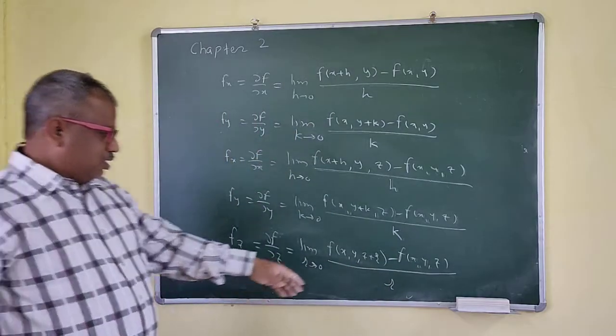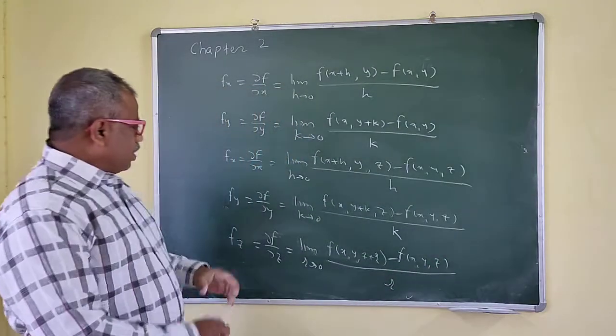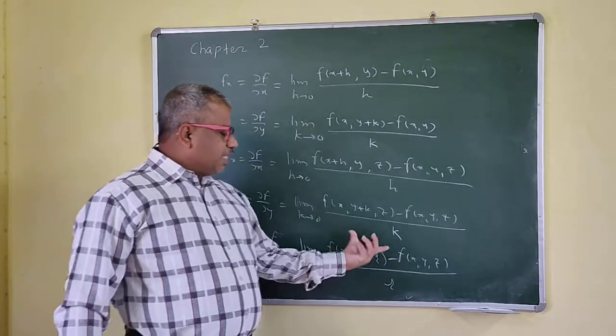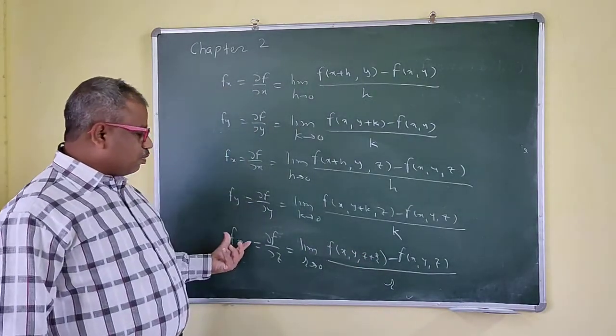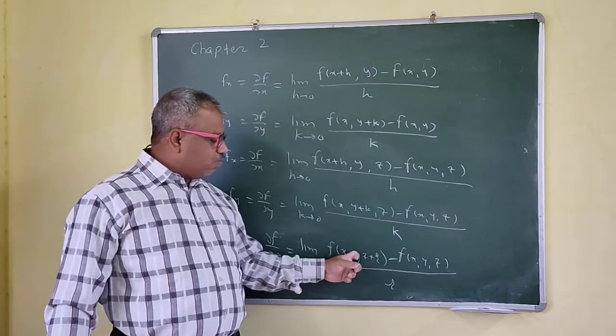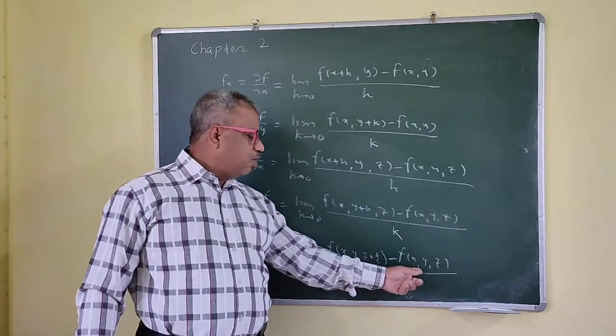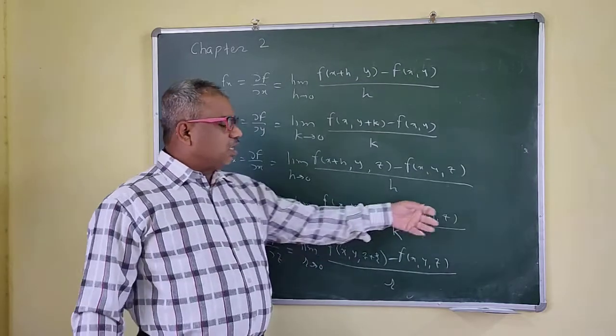Right? So if you want it at a particular point, just replace x, y, z as a, b, c. So if you want to find the partial derivative with respect to z at point 1, 1, 1, then you have to write 1, 1, 1 plus r minus f of 1, 1, 1. It looks like this, right?